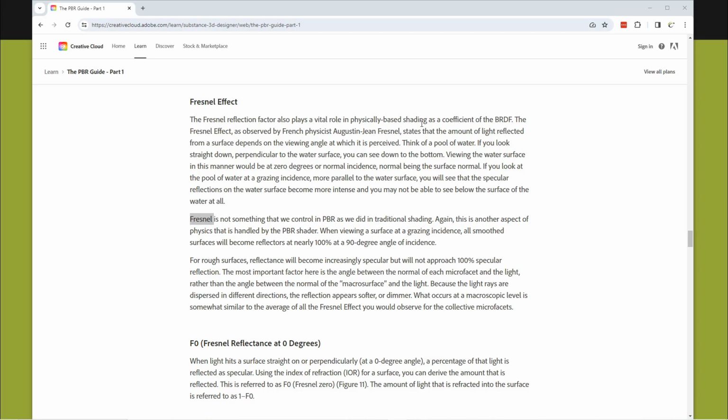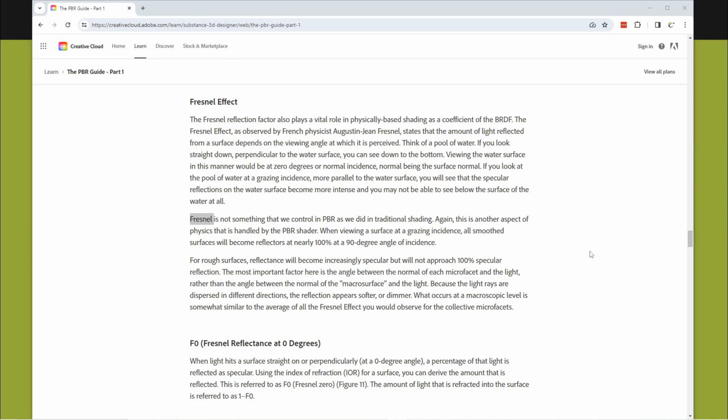So the Fresnel effect, it's not something that we control in PBR as we did in traditional shading. Previous things like FSX may have allowed you to input the Fresnel effect as part of the texture. It's another aspect of the physics that's handled by the PBR shader. When viewing a surface at a grazing angle, all the smooth surfaces will become reflectors at nearly 100%. So at a 90-degree angle of incidence, you basically see a reflection.